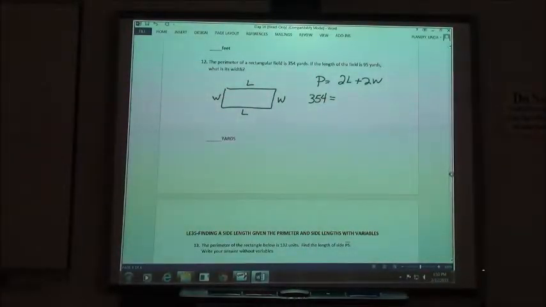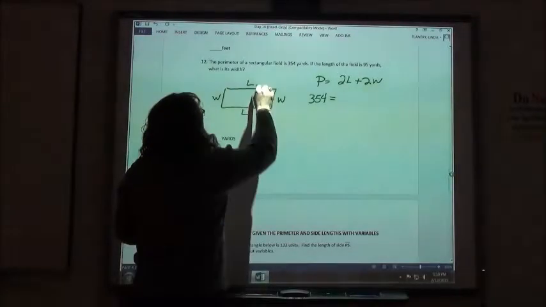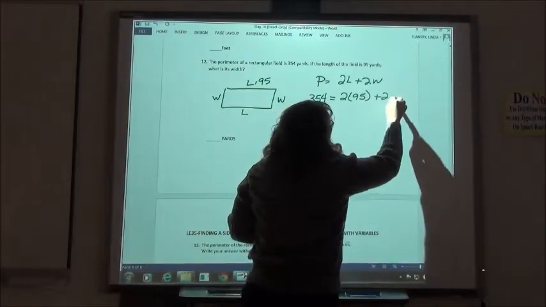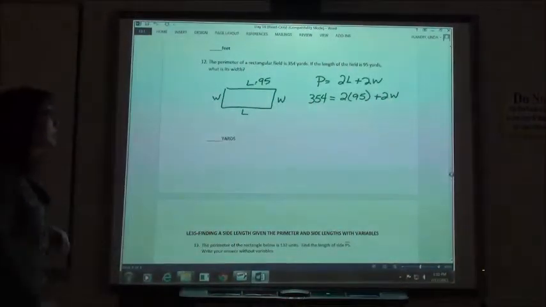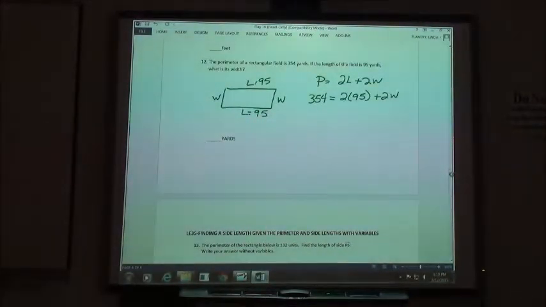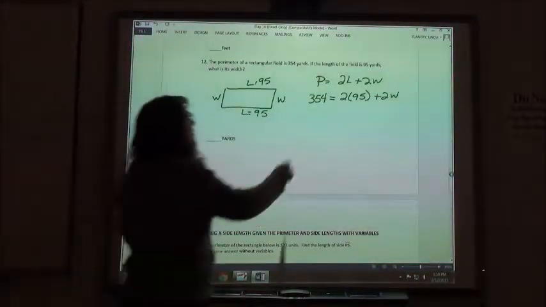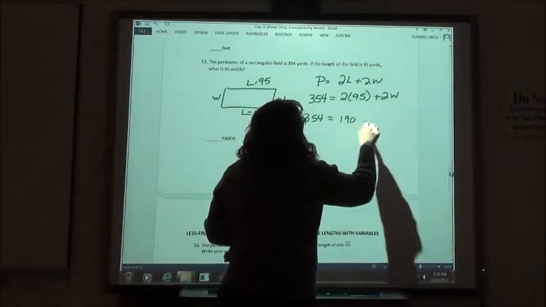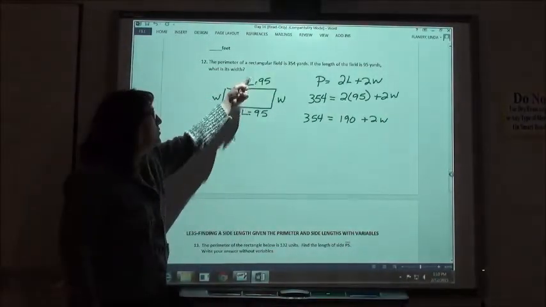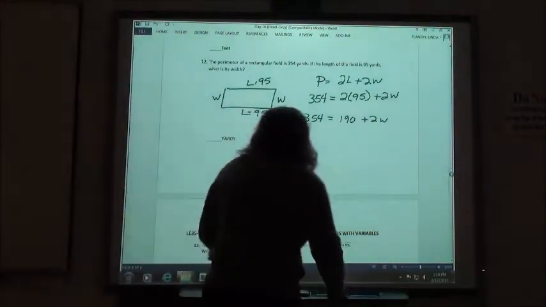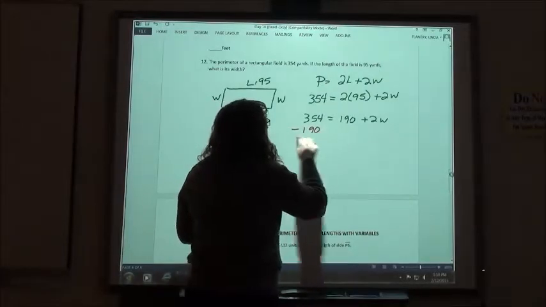The perimeter is 354 and the length is 95. So we would say 2 times 95, and we need to find the width, so we have to leave that as 2 times W. But we know these two sides are both 95, right? So, if I'm going to solve that equation, what should I probably do first? Take the 2 times the 95. So 354 is equal to 190 plus 2W. These two sides add up to 190. Now we're going to subtract my 190. 354 minus 190.